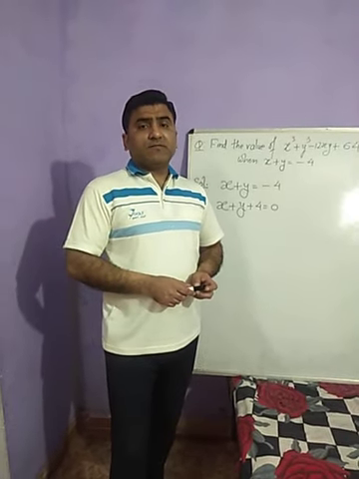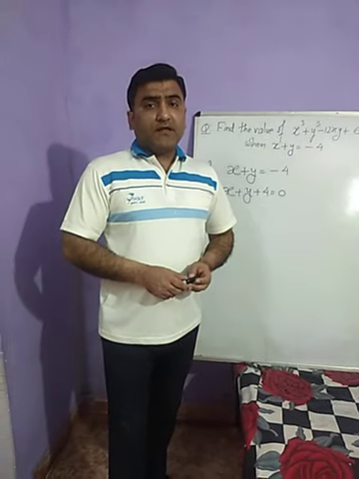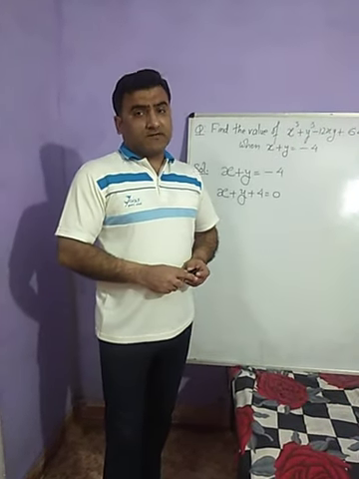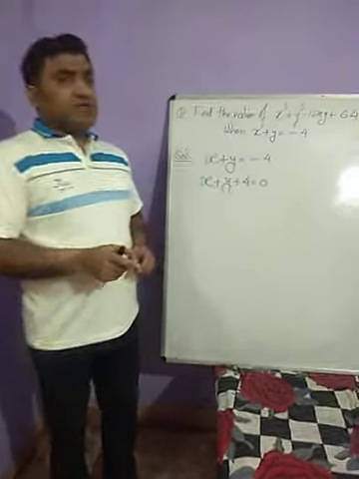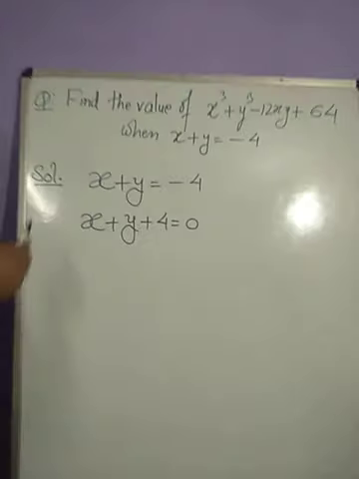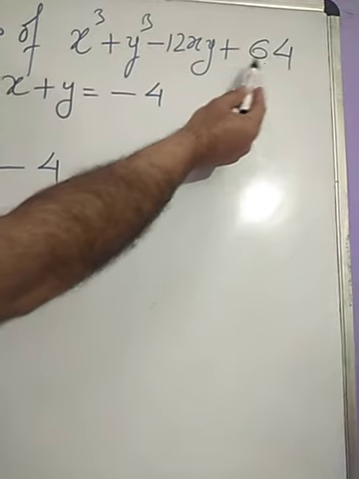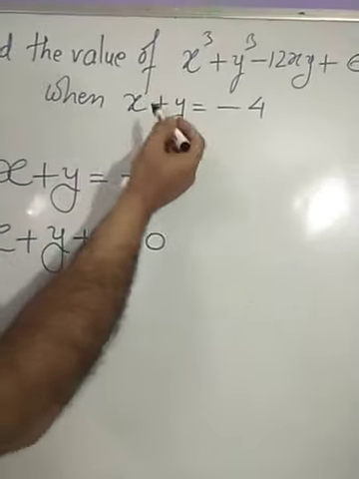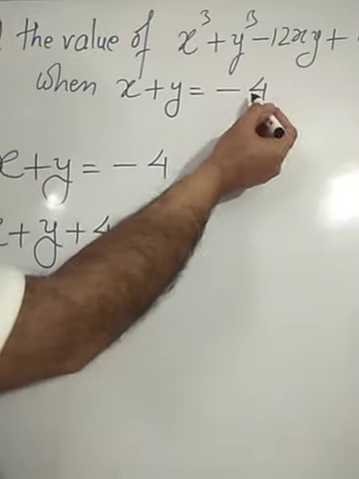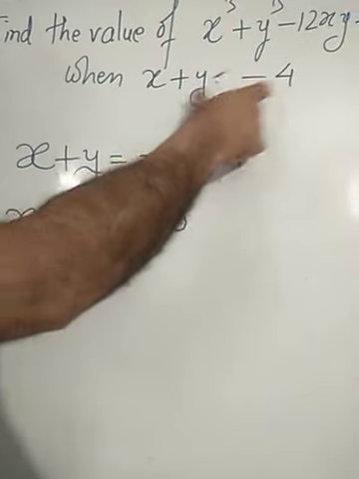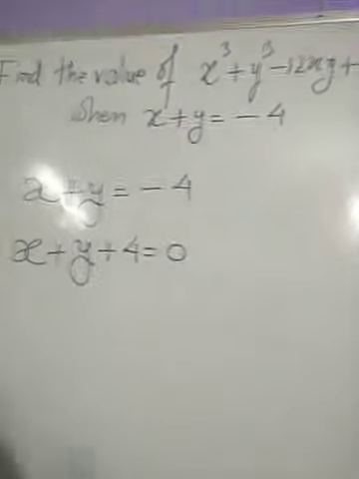Today we'll take some extra questions regarding algebraic identities. The first question I have taken: find the value of x cube plus y cube minus 12xy plus 64 when x plus y equals minus 4. This is given to us and its value we are asked to find.